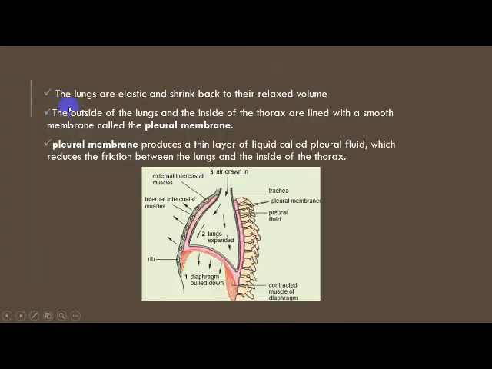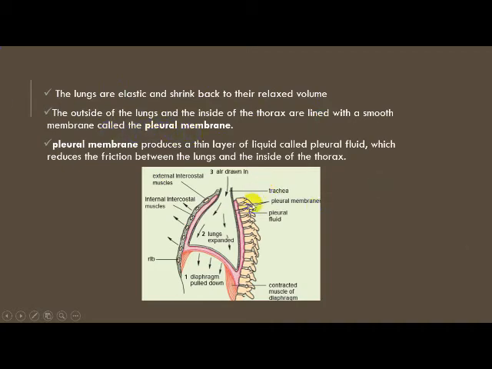Okay. Lungs are elastic and shrink back to their relaxed volume. It means they have a spongy texture, they are elastic, they can increase and decrease their size. The outside of the lung and the inside of the thorax are lined with a smooth membrane called the pleural membrane.